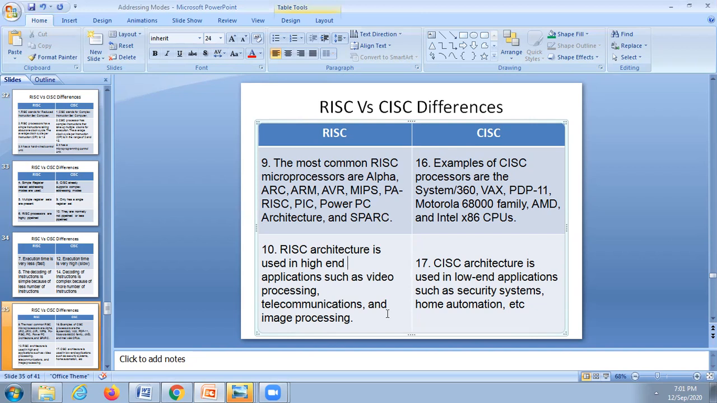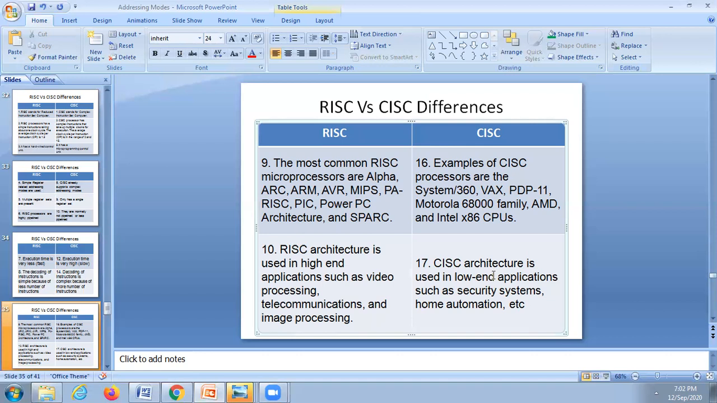So wherever fast processing is required, where execution time must be less and very fast processing is required, there RISC processors are used. That means especially servers and high-end applications.